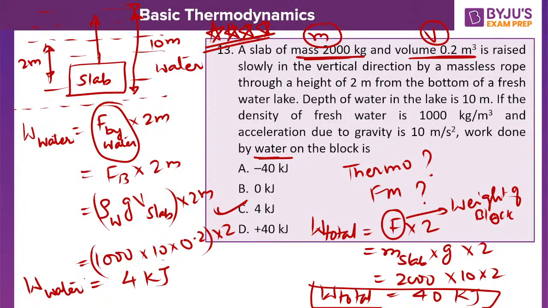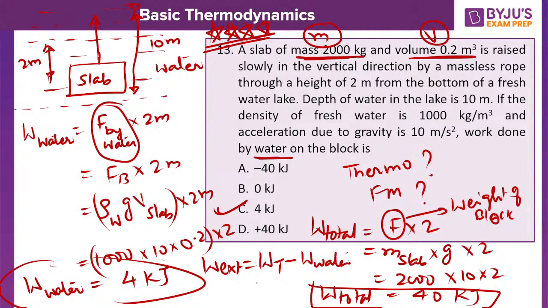The remaining will be external work done. So the external work done is equal to total minus work done by water. That is 36 kilojoule will be the work done by the external force. This is the external force. The work done by the external force is 36 kilojoule.